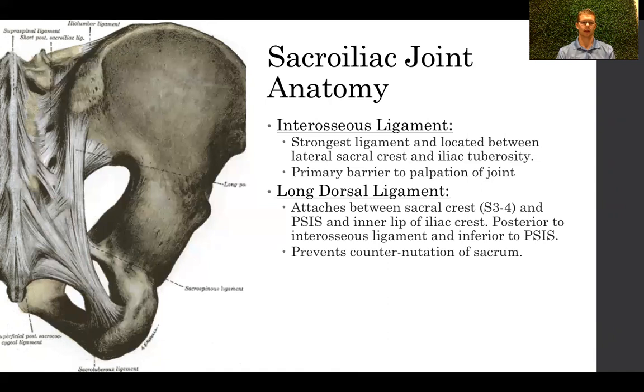Also, the long dorsal ligament attaches from the sacral crest around S3 and S4 to the PSIS, and is posterior to the interosseous ligament and inferior to the PSIS. As you can see, that long posterior or dorsal ligament is just inferior to the PSIS, and it's right around or even right over parts of the interosseous ligament. This prevents counter-nutation of the sacrum. When we say that term, what that means is, if this is the front and this is the back, here is nutation, here is counter-nutation. So that long dorsal ligament prevents that counter-nutation from occurring.